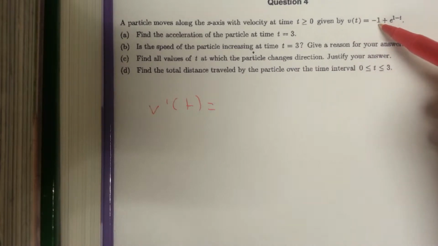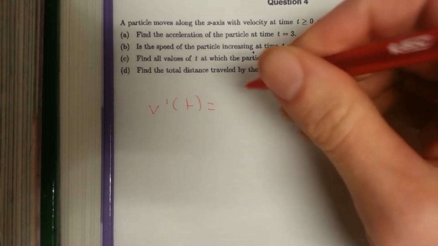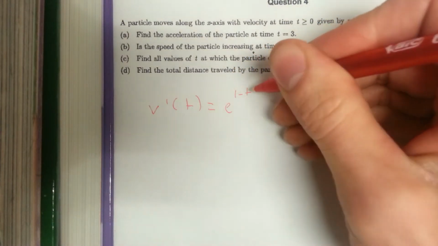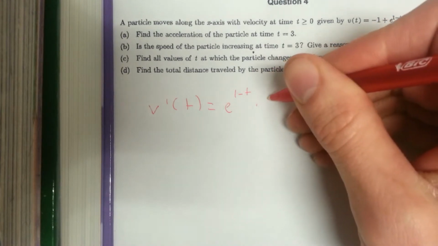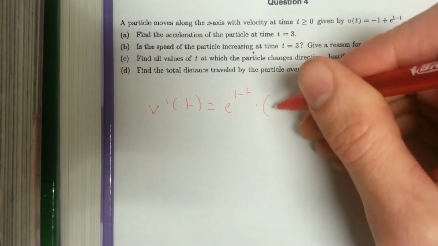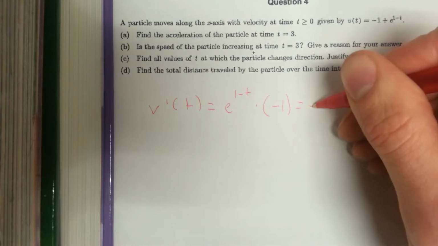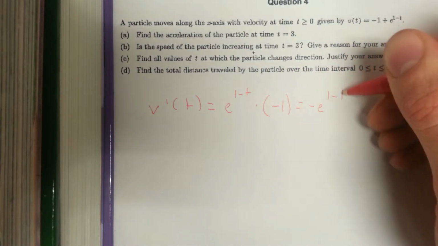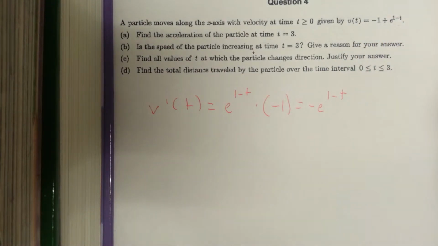Well, the derivative of -1 is nothing, so I don't have to worry about that. The derivative of e to the 1 minus t is e to the 1 minus t. But then we need to use the chain rule, so we multiply it by the derivative of 1 minus t, which is -1, which equals negative e to the 1 minus t. So that is going to be the acceleration.